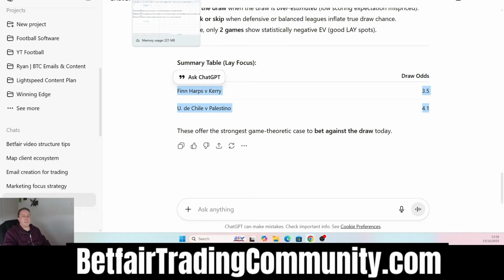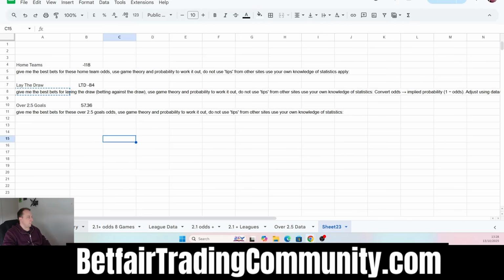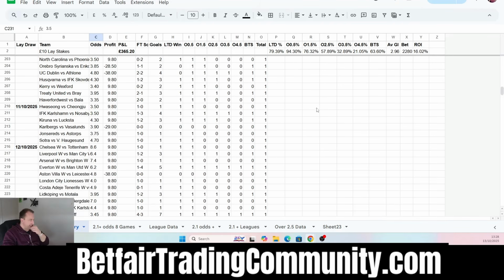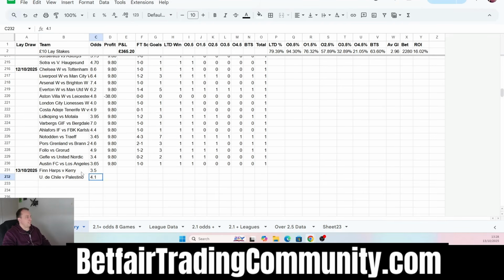which is exactly what I do every day. And I'll take you over to my sheet on the gap and my game theory page. And you can see here, the two matches have been imported. I put them in earlier this morning. Finn Harps versus Kerry is the match we're going to focus on today because it's kicking off at a reasonable hour and not overnight. But in theory, you know, these could be value bets for the day.